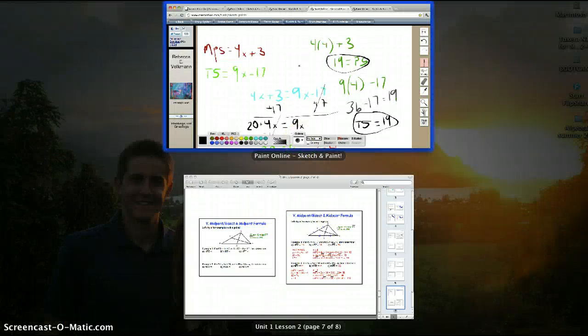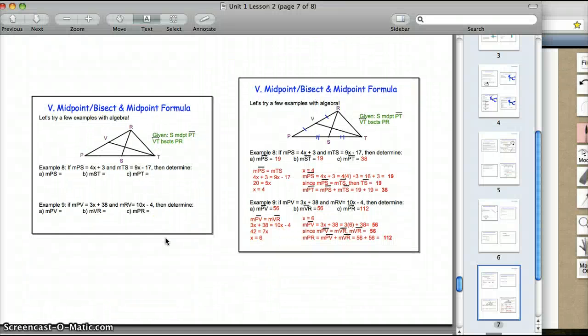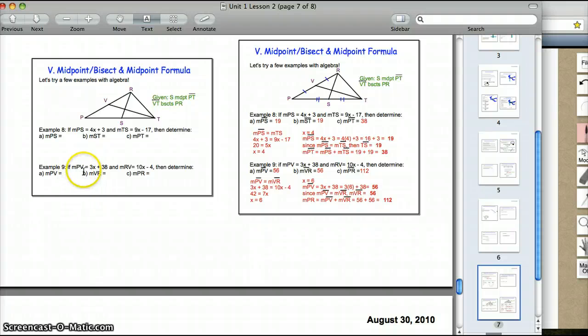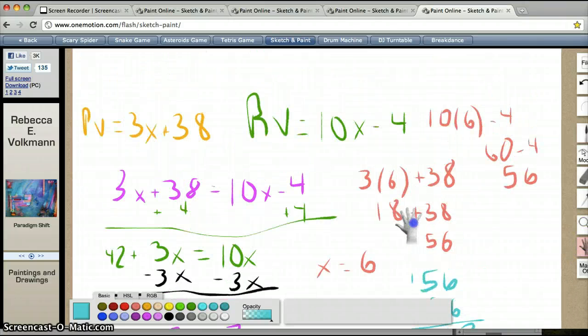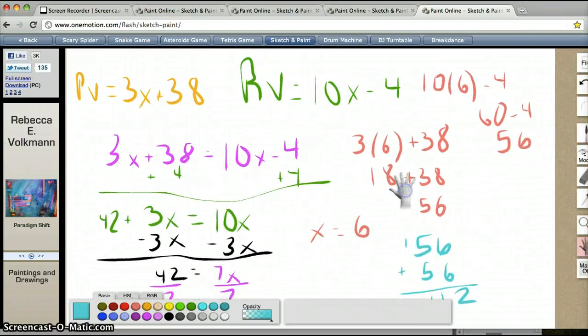All right. Now our second example here is the measure of PV is 3x plus 38, and the measure of RV is 10x minus 4. So here we've got PV is 3x plus 38, and RV is 10x minus 4. So let's go take a look. All right, so I said that PV was 3x plus 38 and RV was 10x minus 4.